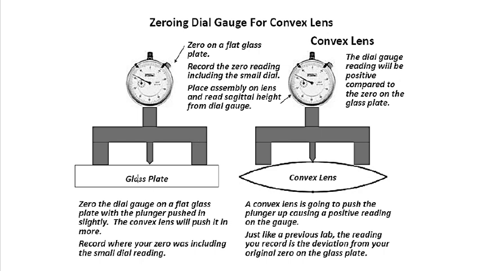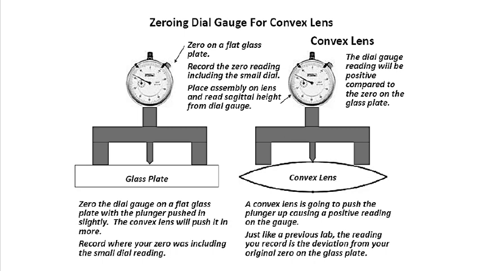Of course, since you are zeroing with a flat surface, when you swap to your convex lens, your stem is going to go up, meaning it will be pushed up. Since the convex lens is going to push up, your reading is going to be positive. So you now understand that your reading is zero, and when the lens, in the case of the convex, pushes the stem up, it's going to go over the zero, so that's your positive reading.